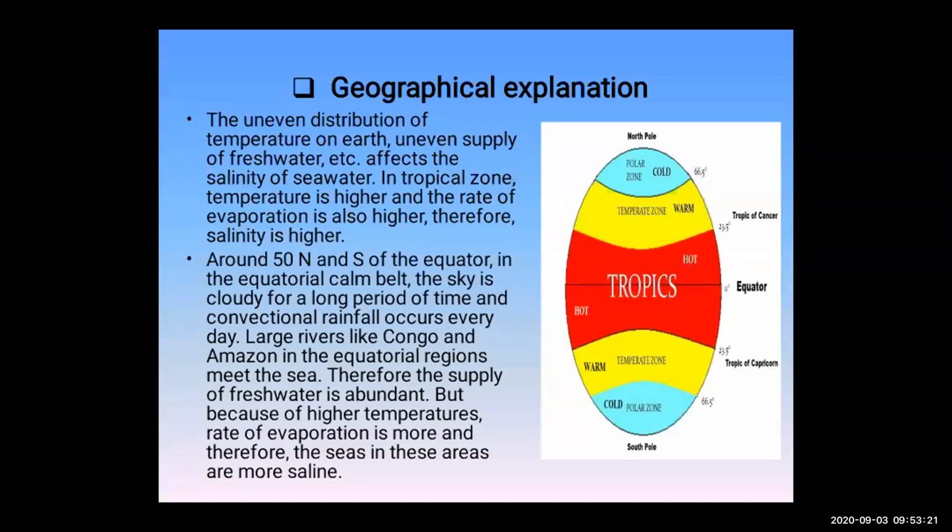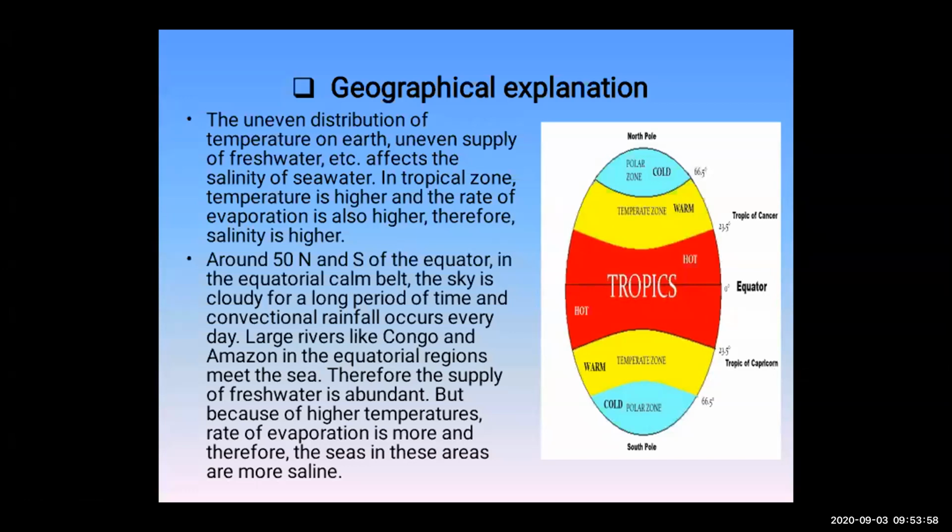Why do we get more heat in the equatorial region? On your screen you can see the image. The portion in red color is the tropics region. It is a very hot zone. In this zone, because of the sun rays, the temperature is higher, and the rate of evaporation is also higher. Therefore, the salinity is higher.